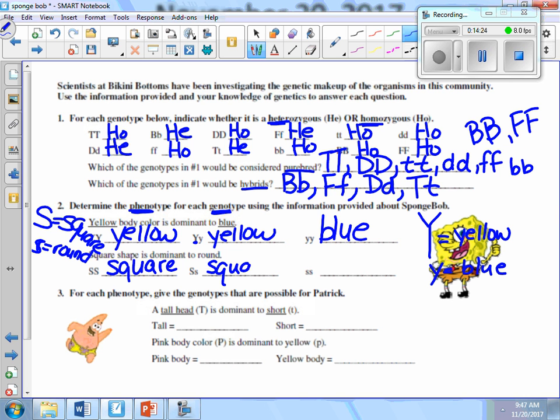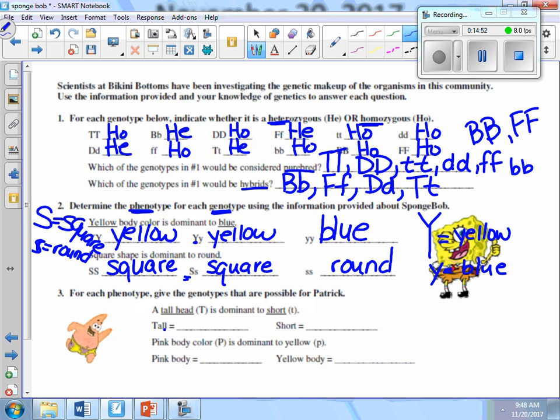Sarah? Excellent. 2 little s's, Bailey. Thank you. Why is this round, Jason? Thank you. Perfect. 2 recessives mean round. Okay, tall, big T is dominant to short. Big T is dominant to short.